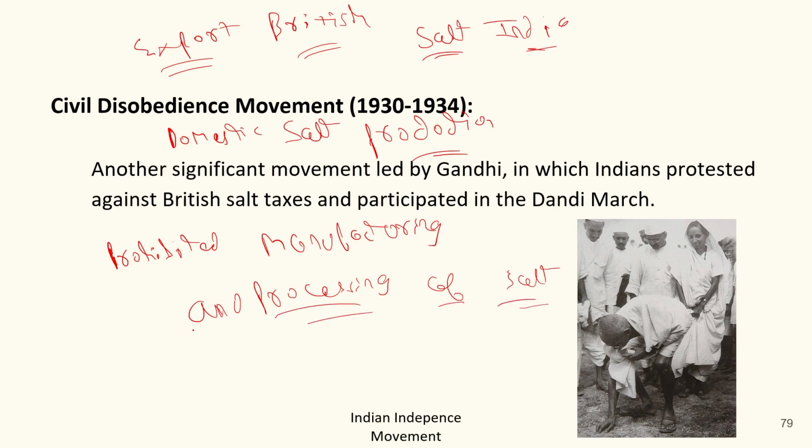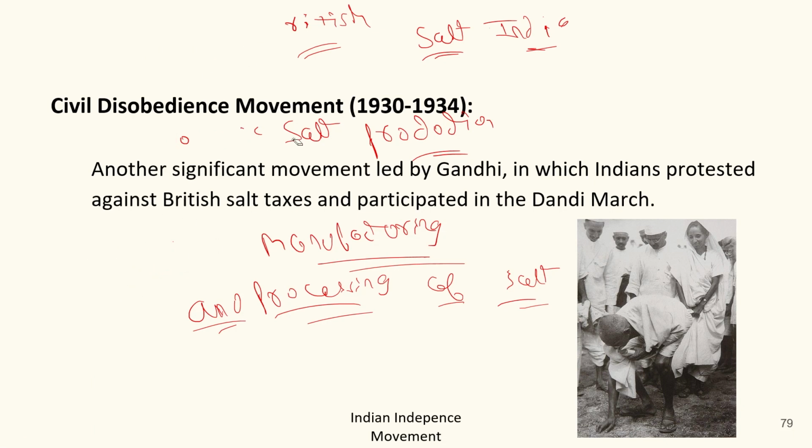Okay, so it means that no domestic production would be there for the salt, and due to this, the people had to import the salt, and the Britishers would export the salt from Britain to India. It was the whole idea behind the salt law.